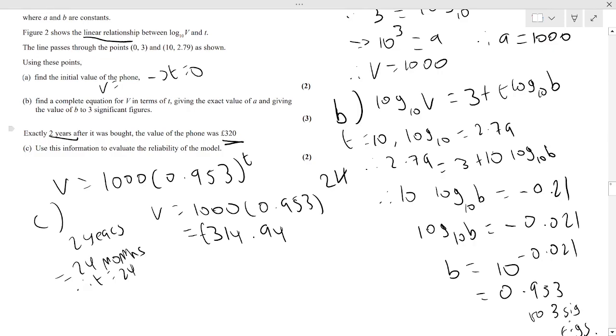But actually, it's very, very close to 320. So I think it's quite reliable, right? You can calculate percentage error if you wanted to be really sure. So 314.94 times our multiplier, so a percentage increase or decrease. It's a percentage error, right? That has to give 320. X would be 320 divided by the answer, which should be 1.016. Therefore, times by 100, it'd be a 1.6 percentage error.